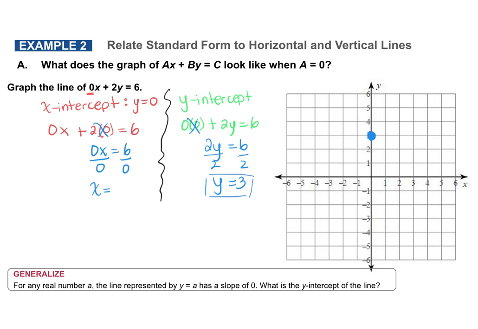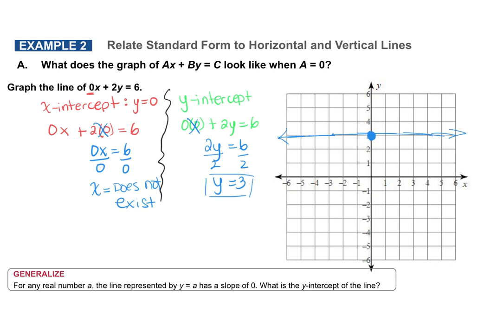However, when I followed through the x-intercept process, I ended up with 6 divided by 0. 6 divided by 0 does not mean 0. If I put this in a calculator, I would get an error message, something that says undefined or does not exist. This means that the x-intercept does not exist. Because it does not exist, I cannot plot a point on this. Therefore, this is just going to turn into a horizontal line at the y-intercept 3.